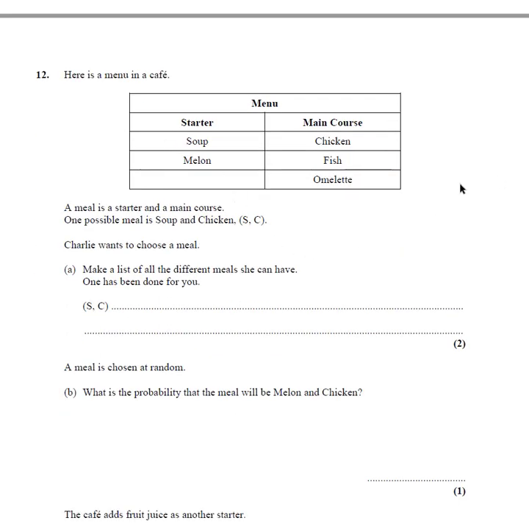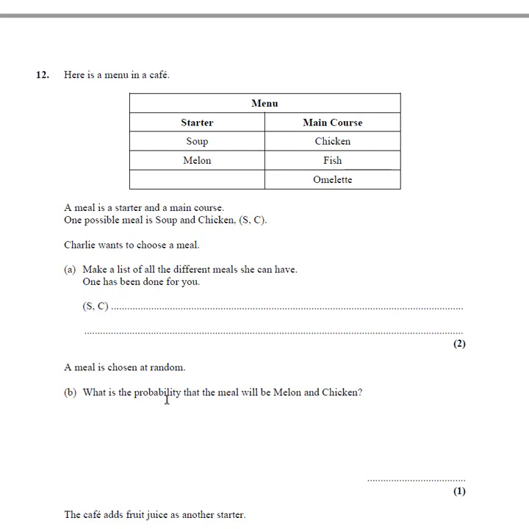Question 12. Here's a menu in a cafe. A meal is a starter and a main course. So something from here and something from here. One possible meal is soup and chicken. Charlie wants to choose a meal. Make a list of all the different meals she can have. One has been done for you.